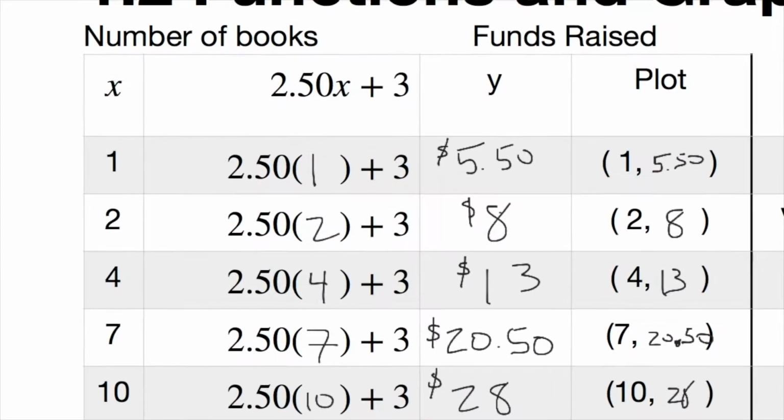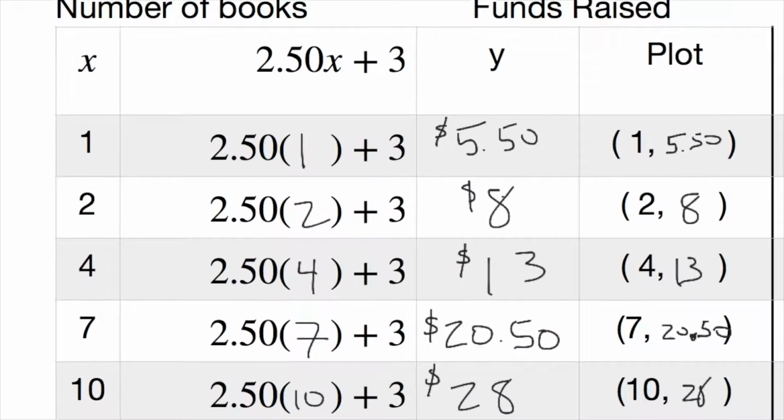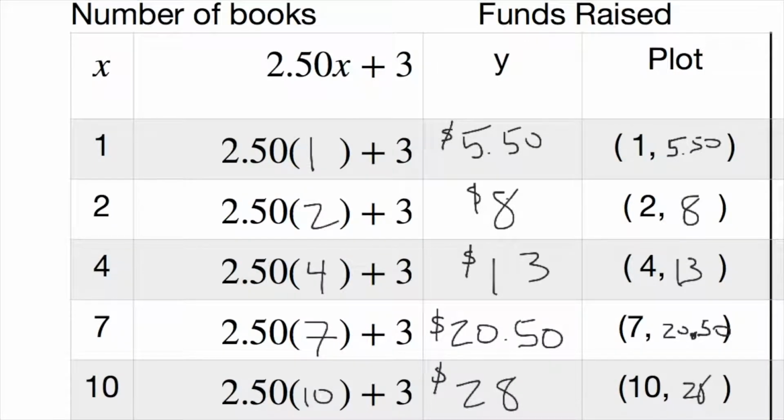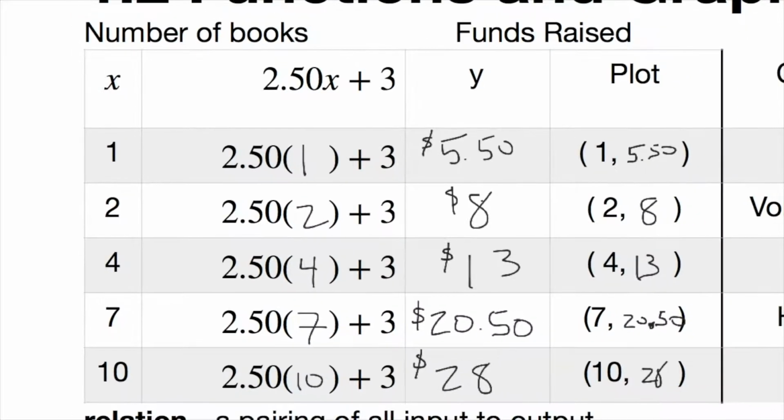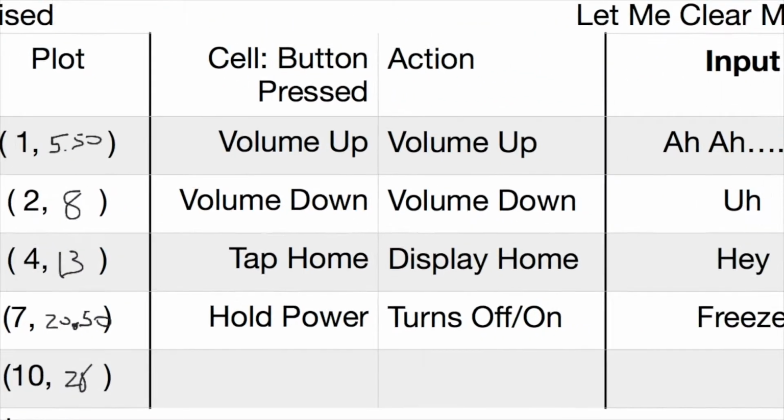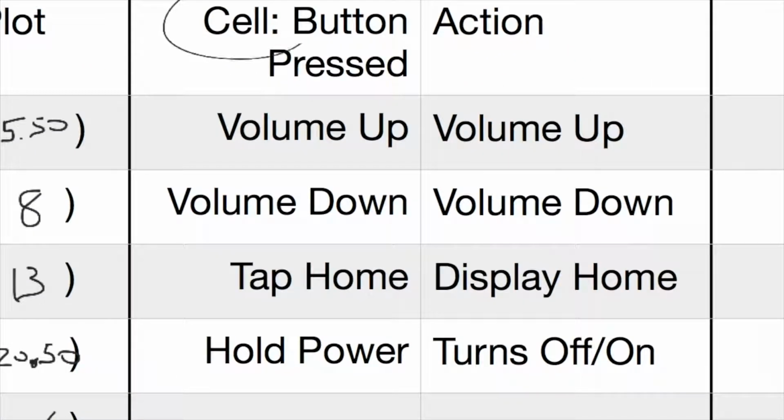The thing that I want to say is that it's very predictable. If you give me a number of books, then there's only one possible number you could have for the amount of funds raised. It's not like 20 books could give you maybe $23 or $24. No, we could figure out exactly how much money you're going to raise given the number of books. Very predictable output.